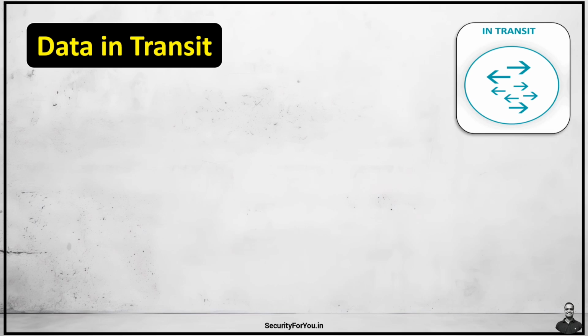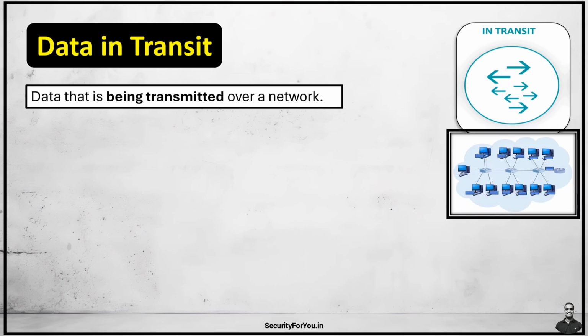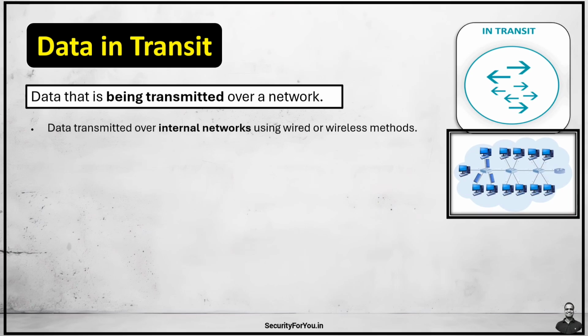Data in transit refers to any data that is being transmitted over a network. This includes data transmitted over internal networks, like within your organization using wired or wireless methods, and data transmitted over public networks like the internet.